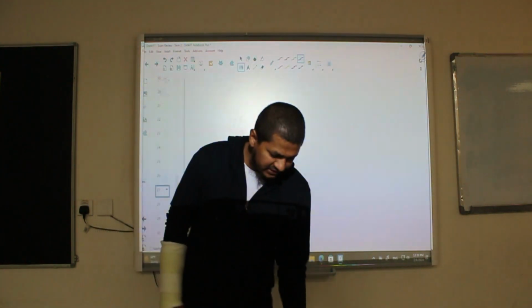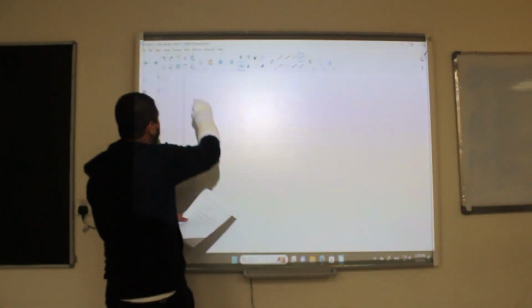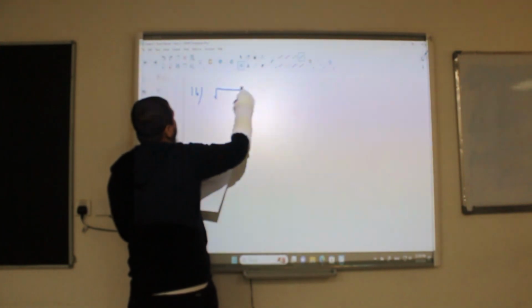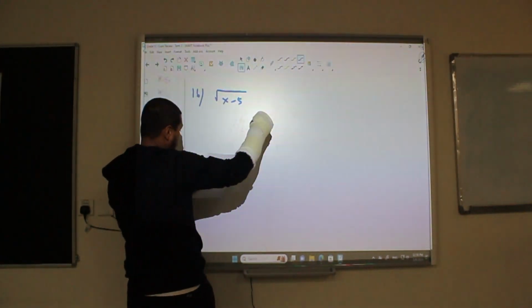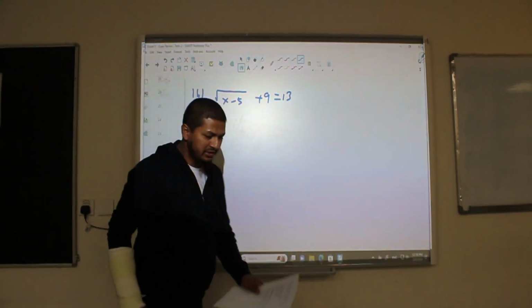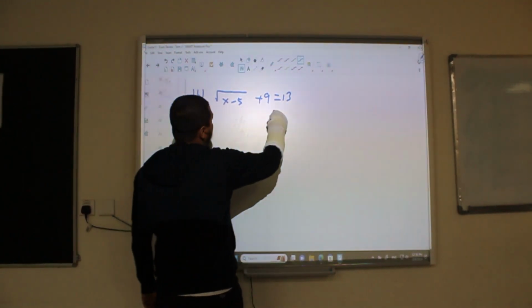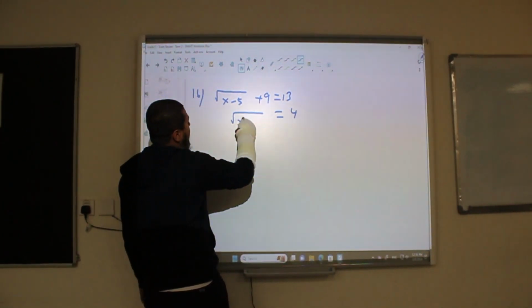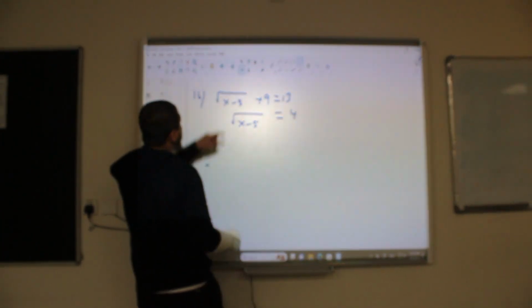Moving on to question number 16 and solving these radical equations. Number 16a, we got the square root of x minus 5, right, plus 9 is equal to 13. Very simple equation. I can take the 9 over and solve, right? So we got 4 here, 13 minus 9, and the square root of x minus 5. So how do you solve this equation?